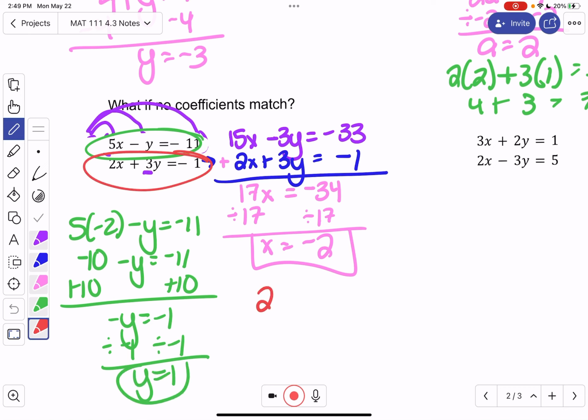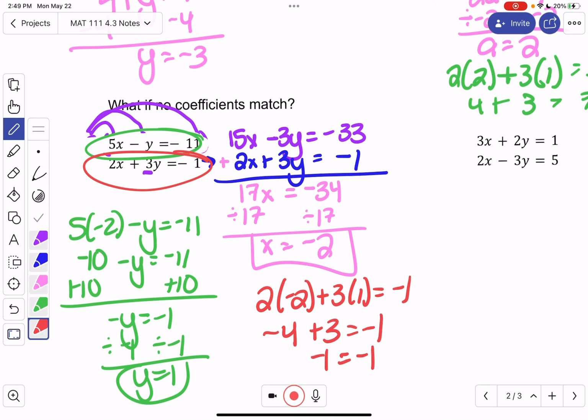Check that by plugging them both into the bottom. So 2 times negative 2 is negative 4. 3 times 1 is 3. And negative 4 plus 3 is negative 3. So our solution is negative 2, comma 1.